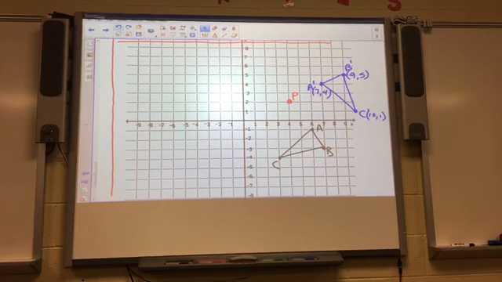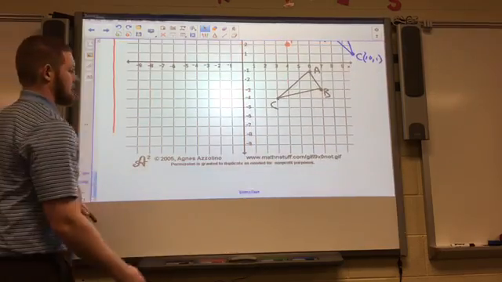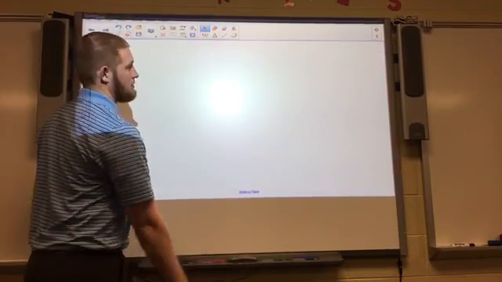Any questions? I know there's not a lot there. Any questions on that lesson? Okay, that's glide reflections and compositions.